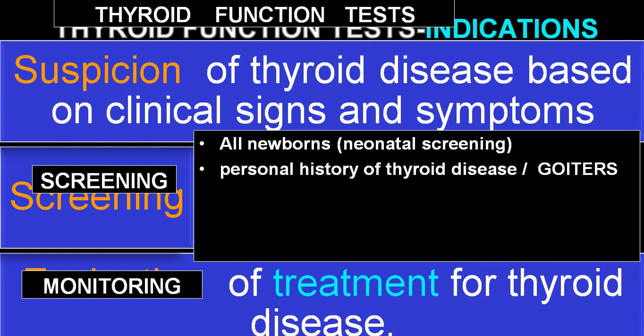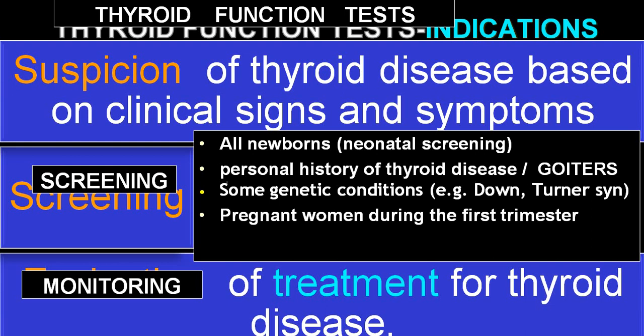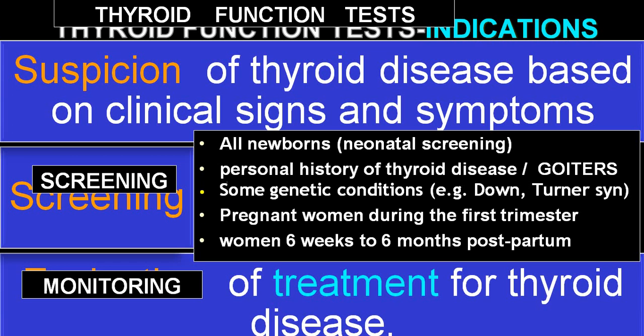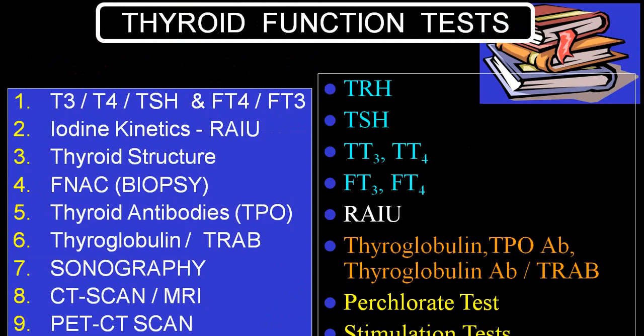Indications for thyroid testing include a personal history of thyroid disorders, goiters, and some genetic disorders, particularly Down syndrome and Turner syndrome. All pregnant women in the first trimester should be tested, ideally even before preconception, as well as women from 6 weeks to 6 months of the postpartum period. So all these are the indications, and these are the different function tests that can be done.